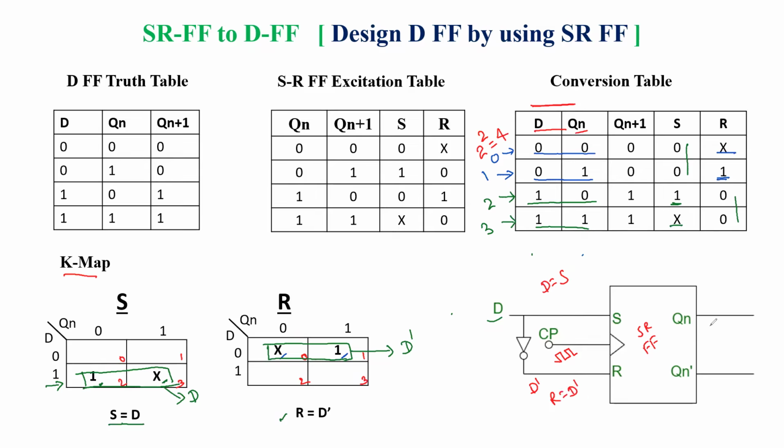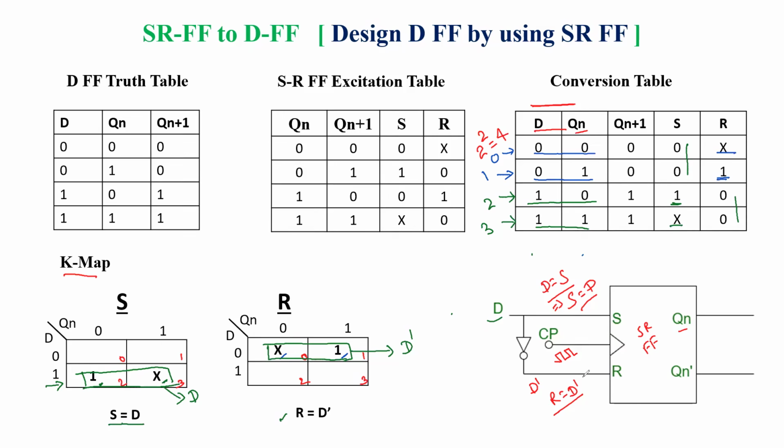So finally we have here Qn dash. Here S and R are not a function of Qn or Qn dash. We only have S equal to D, and R equal to D dash, for which we have used the inverter. So like this, we are able to design a D flip-flop by using an SR flip-flop.